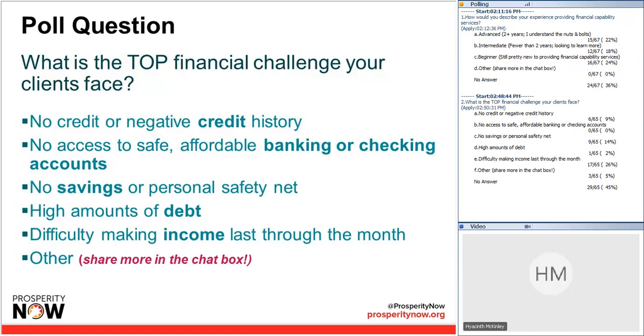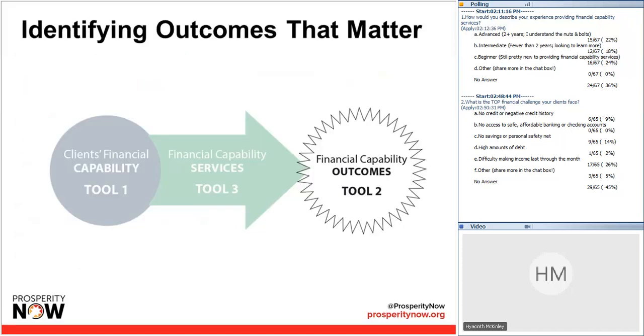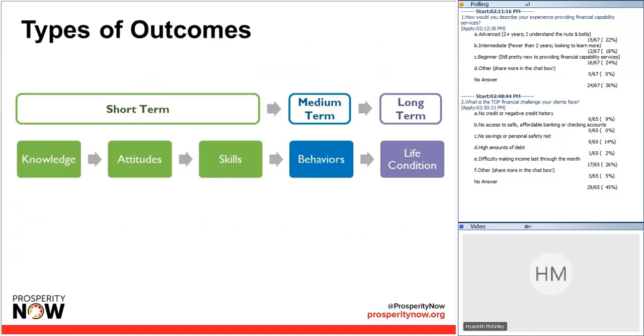Followed by no credit or negative credit, and it seems like the other and the high amounts of debt are sort of split evenly. So by far, the majority of you are seeing that lack of income is an issue, and so knowing those kinds of things helps you better select the services that might make the most difference for your client. So we're going to move quickly then to Tool 2, looking at financial capability outcomes.